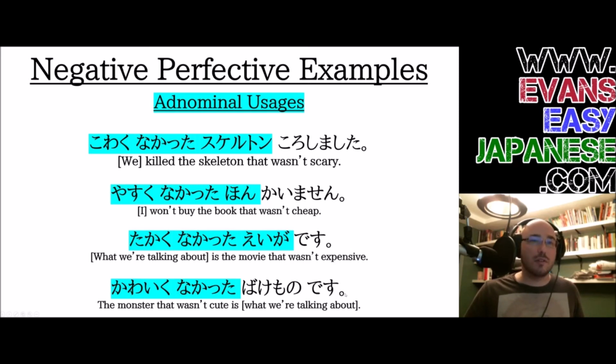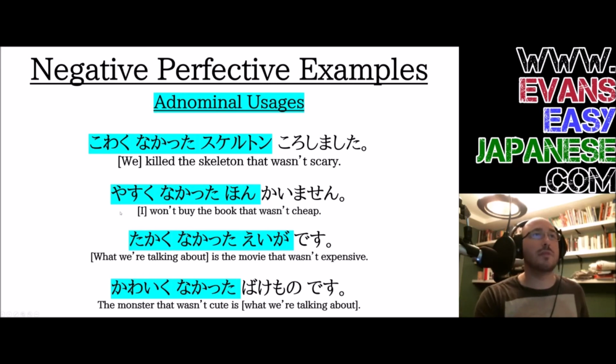Kawaiku nakatta bakemono desu. So the monster that wasn't cute is what we're talking about. These are basically the same thing. I just flipped the clauses around. Kawaii nakatta bakemono desu. So the thing that we're talking about is the monster that was not cute. Okay, hopefully you could follow that.